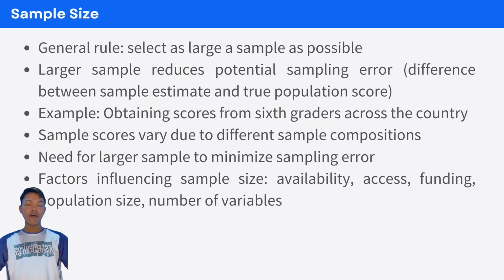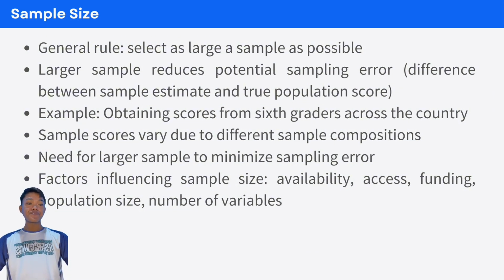So for the sample size, the general rule here is to select as large a sample as possible, because a large sample reduces potential sampling error. So the researcher should choose a large number of samples. The example here is obtaining scores from 6th graders across the country. Sample scores may vary due to the different sample composition, so it needs a larger sample to minimize sampling error.